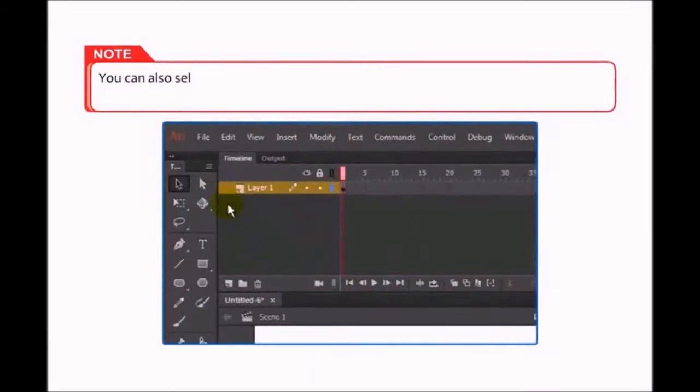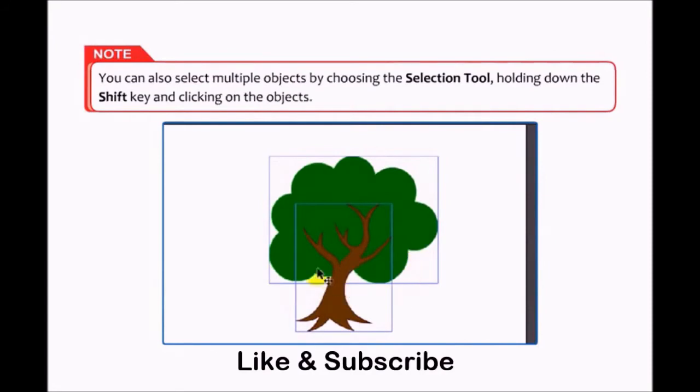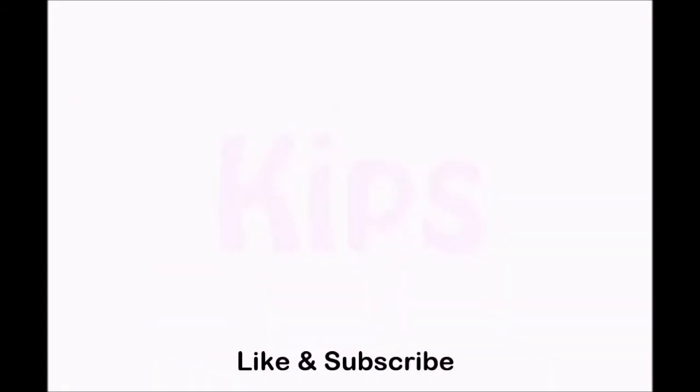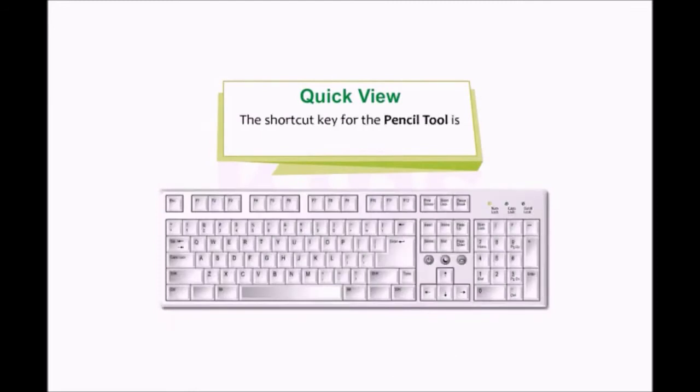Students note, you can also select multiple objects by choosing the selection tool, holding down the Shift key and clicking on the objects. Let us take a quick view. The shortcut key for the pencil tool is Shift+Y and for the selection tool is V.